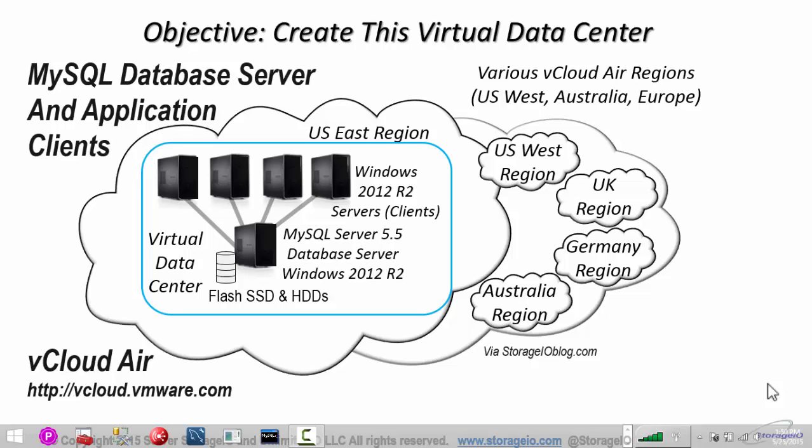In my virtual data center, VMware vCloud actually consists of a couple of different regions. There's the US West, there's the UK region, there's Germany, Australia, and we're going to set our virtual data center up in the eastern United States, eastern region in Virginia. So this is the objective. This is what we want to do: set up a virtual data center, a database server with some different transactions, different applications, systems that are going to work against that database that we're going to configure with some storage.